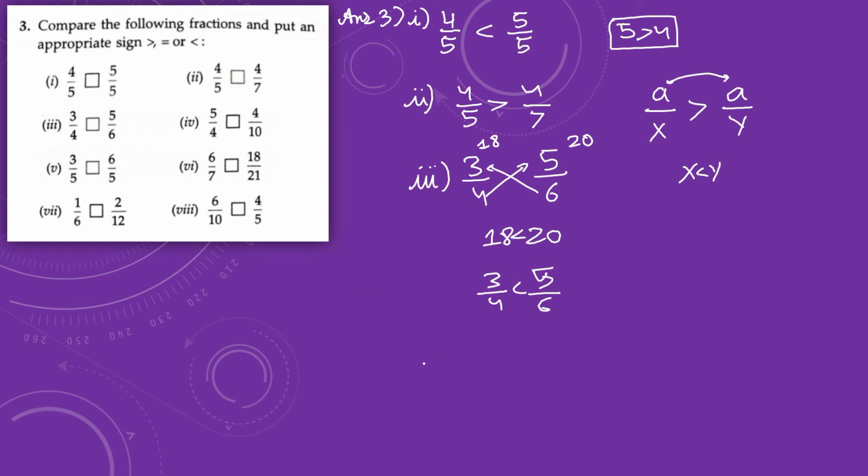Now we have the last question, that is the seventh part. We have 1 upon 6 box 2 upon 12, like this. In this case, they will be equal because if I simplify 2 upon 12, I get 1 upon 6 as the fraction here. So the 7th would be the equal sign. Rest of the parts, I think you can do it yourself, you just have to compare by the rules which I taught to you. Now let's move to the fourth question here.